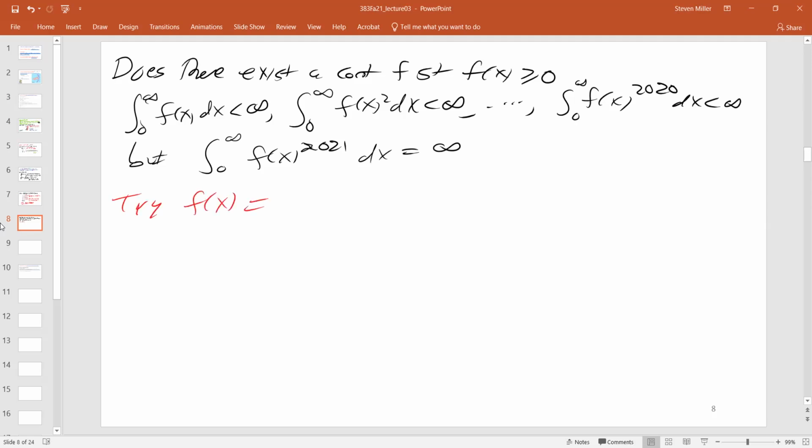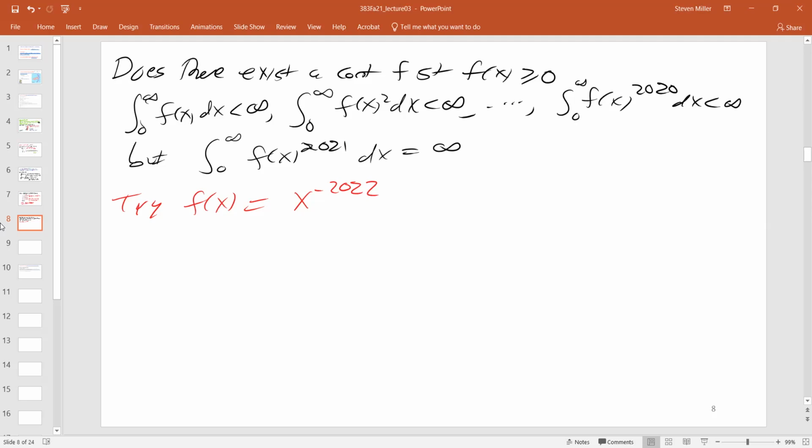Try f of x equals, what do you want to do? x to the negative 20. Are we okay when we start integrating at 0? What happens when you integrate this from 0 to 1? So we have x to the negative 2022. When we integrate that, we get x to the negative 2021, and then we plug that in at 0, we get 1 over 0, which is going to be infinity.